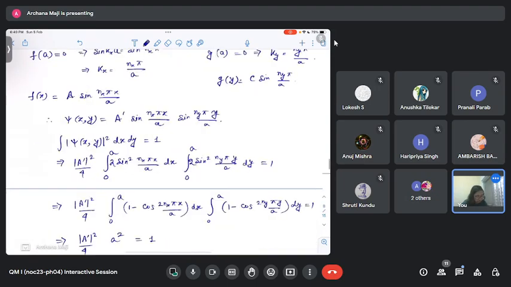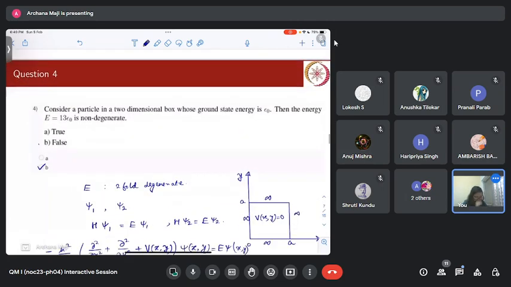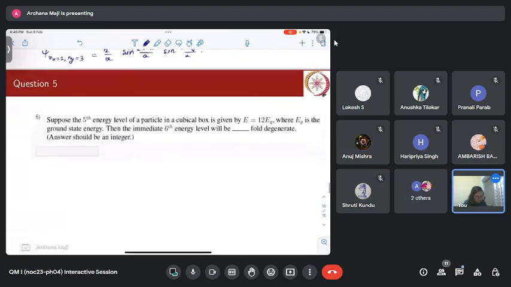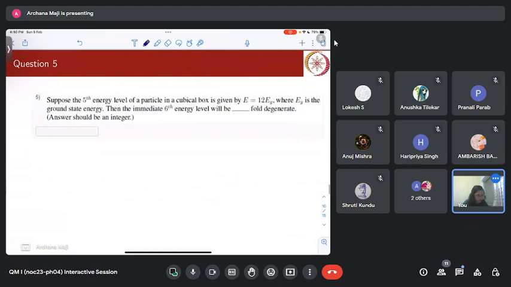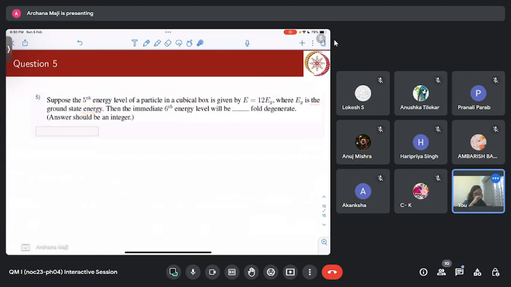Okay. So the statement is false. Okay, now this problem involves a cubical box. So, particle in a cubical box. Suppose the fifth energy level is given by 12 Eg, where Eg is the ground state energy.